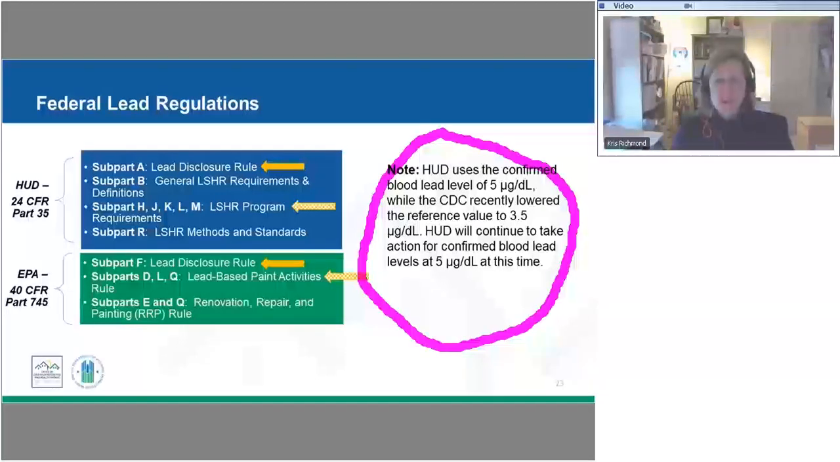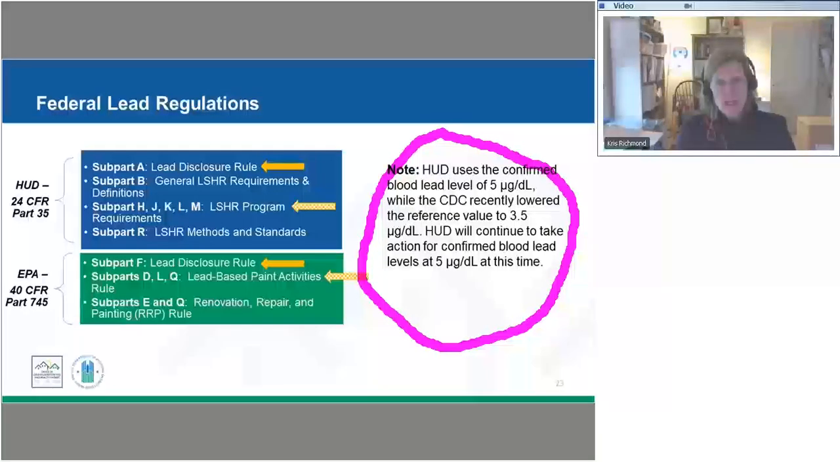So right now, the reference values are different. The CDC recently lowered their reference value to 3.5 micrograms per deciliter. HUD has maintained theirs at 5 micrograms per deciliter at this time, but there could be a time in the future where they do align again. HUD does monitor what the CDC is doing, and wants to make sure that they are reacting as appropriately. So right now the numbers do not match, but they could again in the future.